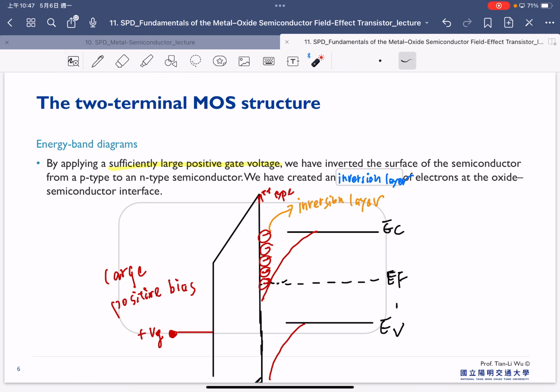So these three different cases already include everything that we will have in the MOSFET, or in the MOS capacitance. In general, when we discuss the transistor, we consider the negative bias, positive bias, and very large positive bias. And then we can see that under different bias conditions, there's a different type of charge either being accumulated or being inverted at the semiconductor interface.